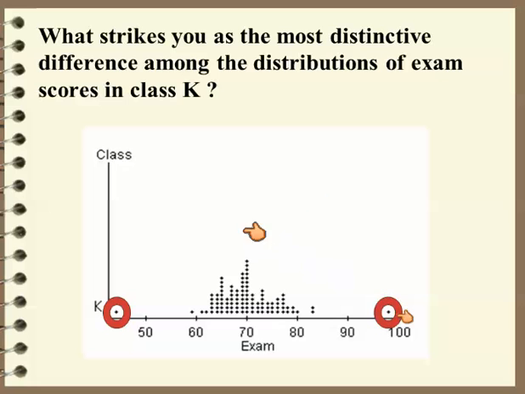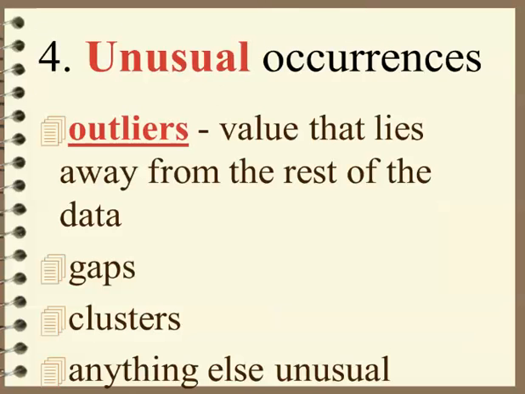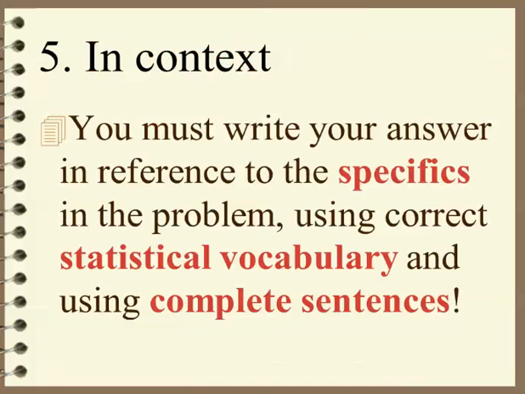As we talked about in the box and whisker graphs earlier, those little points that sit off to the edge of it. You need to talk about those outliers a little bit. Okay? So these are called unusual circumstances, outliers. If there's any gaps or if there's any clustering of the data, anything else unusual that you see when you're looking at the graph and you want to talk about, okay? So, what are we talking about? You must write your answers in reference to the specifics in the problem. So if it says it's measuring cancer patients, you have to use their terms. You must be using correct vocabulary, and you must use complete sentences.